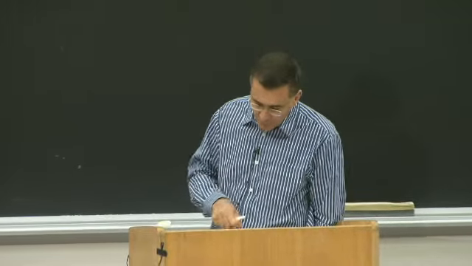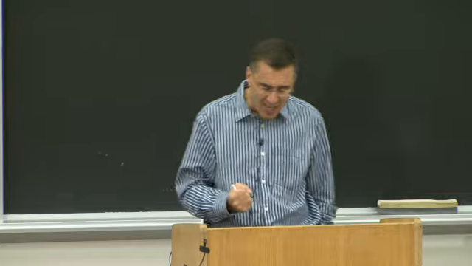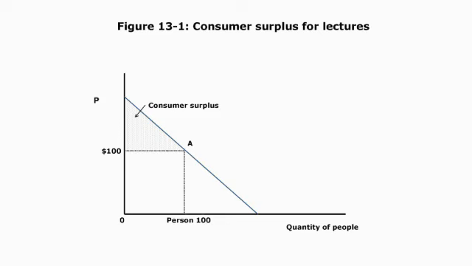So basically, if you look again at the diagram, what this is saying is that the price was $100 a lecture. Then person 100, that 100th person, would be the marginal consumer who's indifferent between paying the $100 and hearing my lecture, or paying nothing and skipping my lecture. That person derives no consumer surplus because their willingness to pay equals the price.